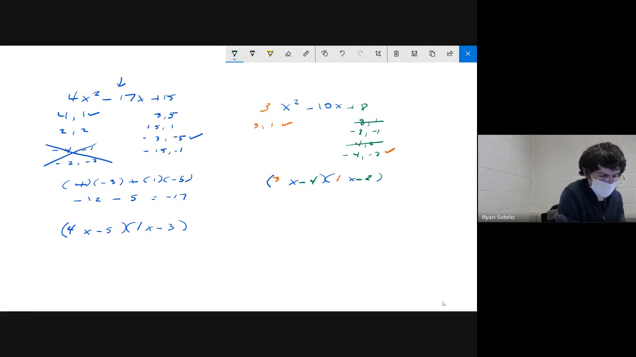Because if I do 3 times negative 2 plus 1 times negative 4, I get negative 6 minus 4. That makes my negative 10, which is what I need. So that's the factorization. That's it. That's what they want.